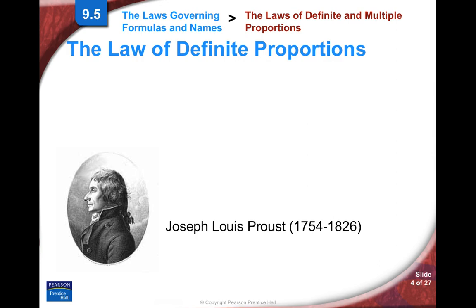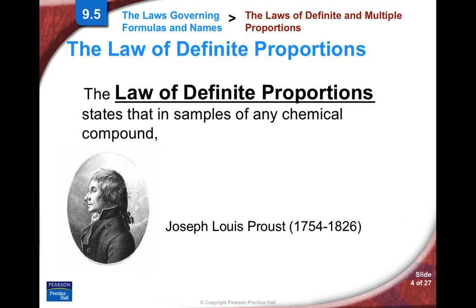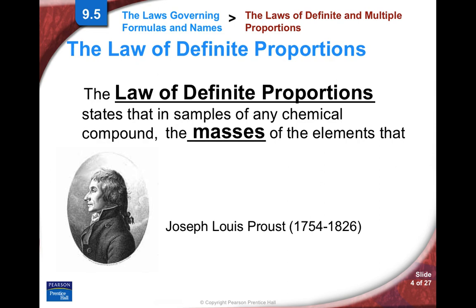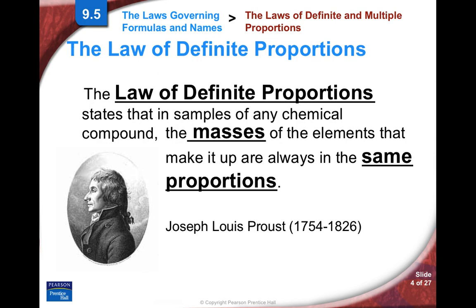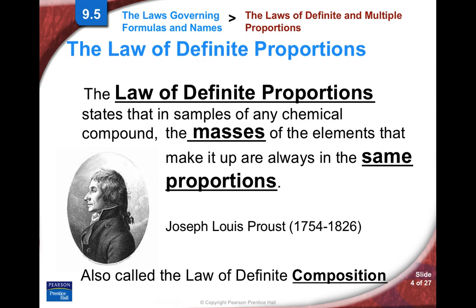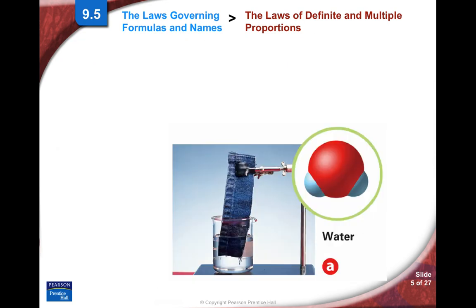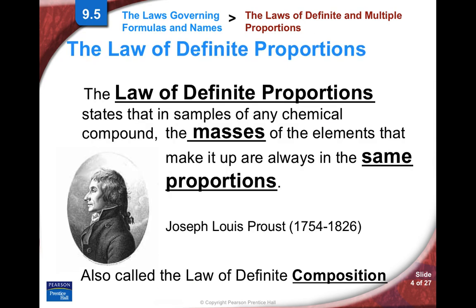The law of definite proportions was developed in the late 1700s by Joseph Louis Proust, a French chemist, and he, like many others, was measuring samples of chemicals and decomposing them, trying to figure out what they were made of. What he found is that the masses of the elements that make up a compound always stay in the same proportions no matter what size sample you might have. Back in the early days, this was also called the law of definite composition, and also known as Proust's law.